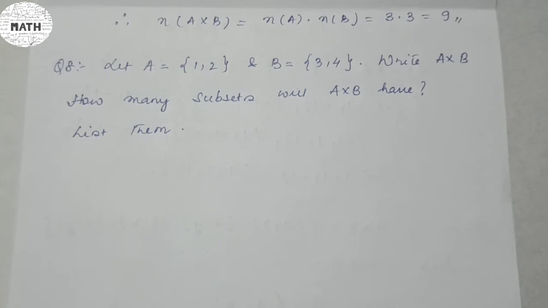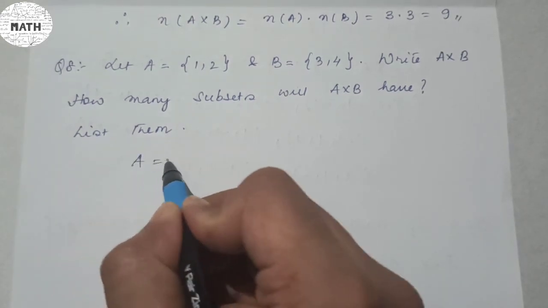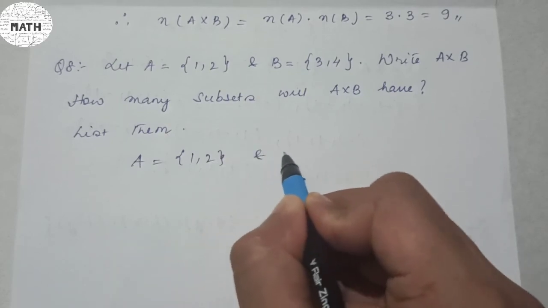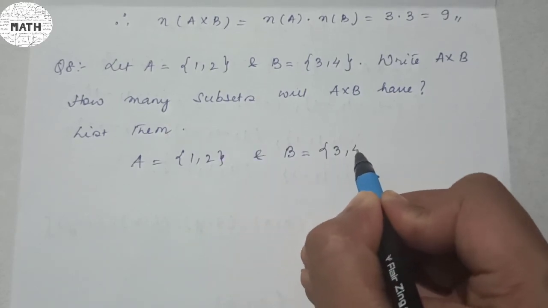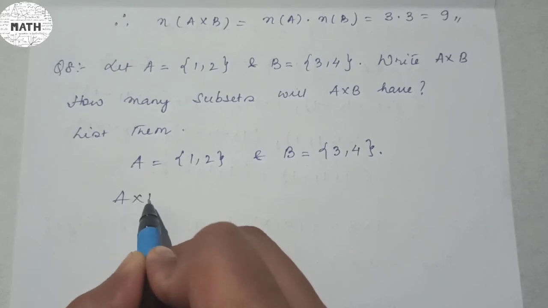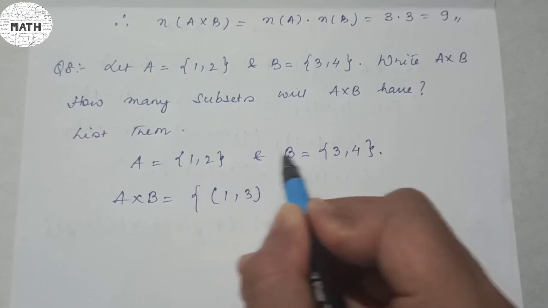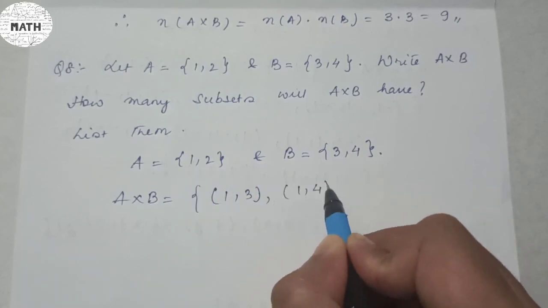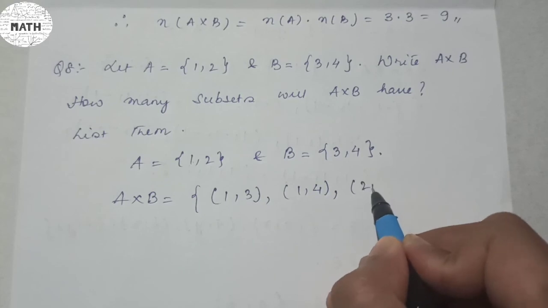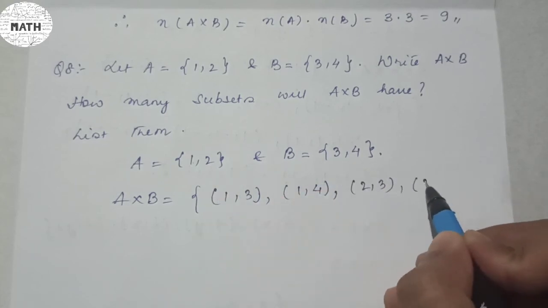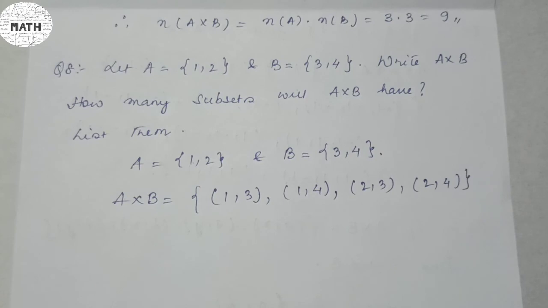Alright, question number 8. Question number 8 is given that let A is equal to {1, 2} and B is equal to {3, 4}. Write A cross B. How many subsets will A cross B have? List them. So over here, your set A is given to be 1, 2 and your set B is given to be 3, 4. So your A cross B would be nothing more than the first element with the first one, so 1, 3, the first element with the second one, 1, 4. Similarly, second with first, 2, 3, then second with second, 2, 4. So that's all about your A cross B.